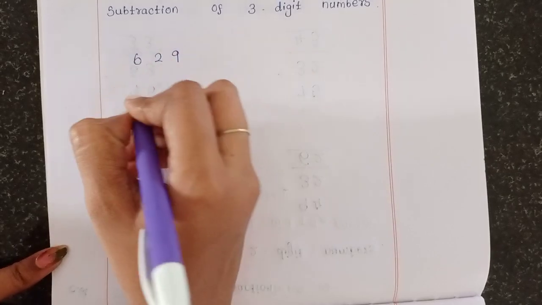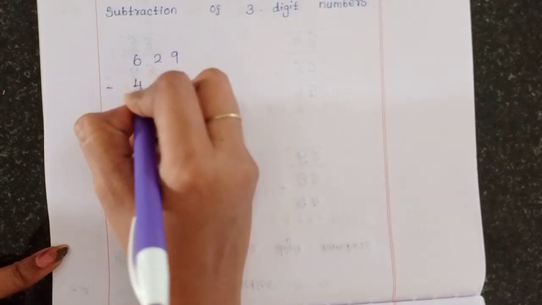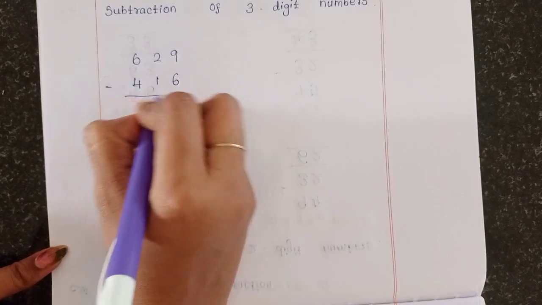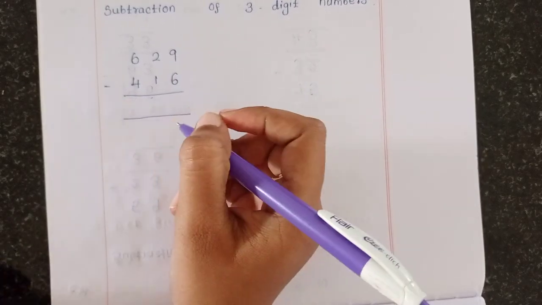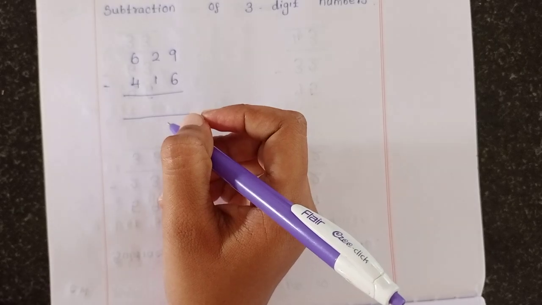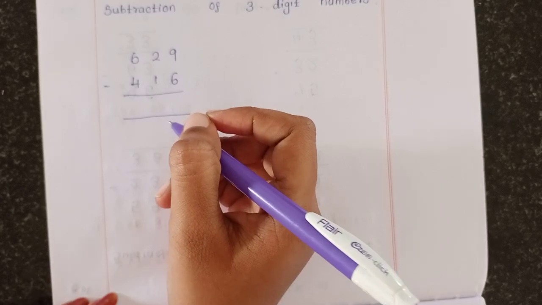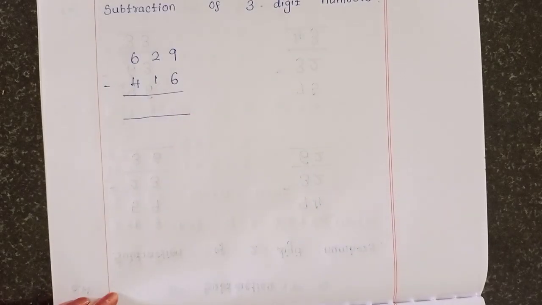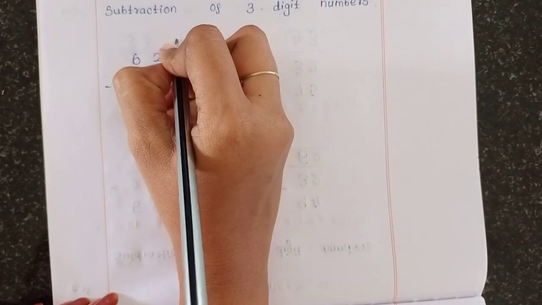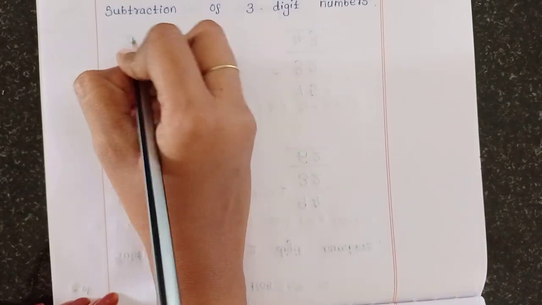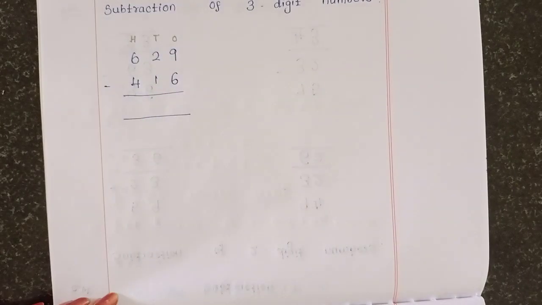629 minus 416. First write the place. Always mark the place first. Ones, tens and hundreds. Subtract the ones column. First we have to subtract the ones column. 9 minus 6.